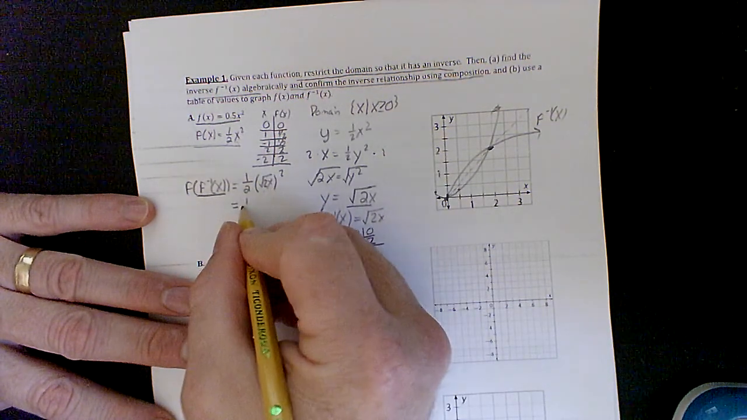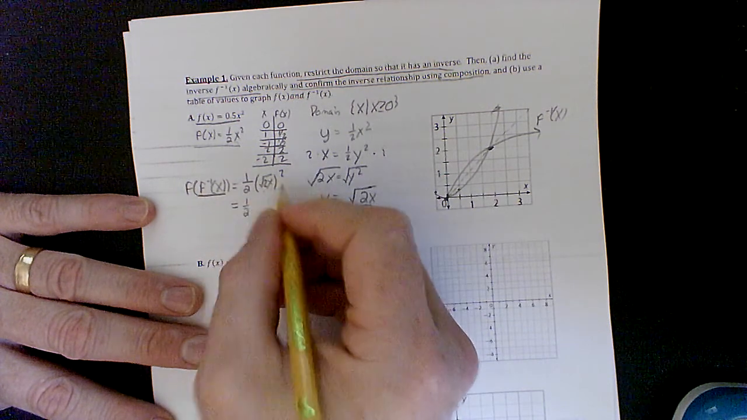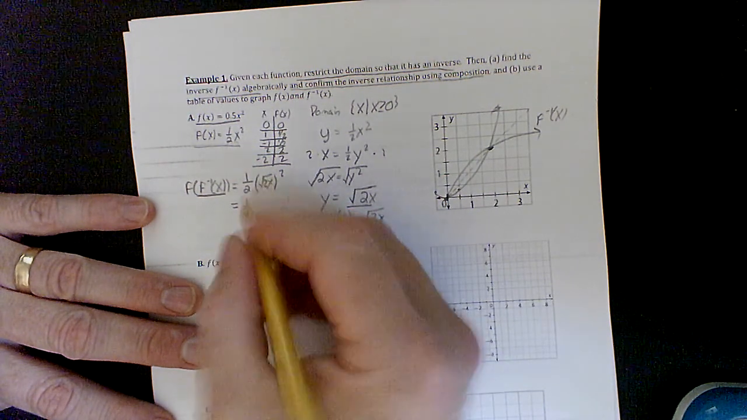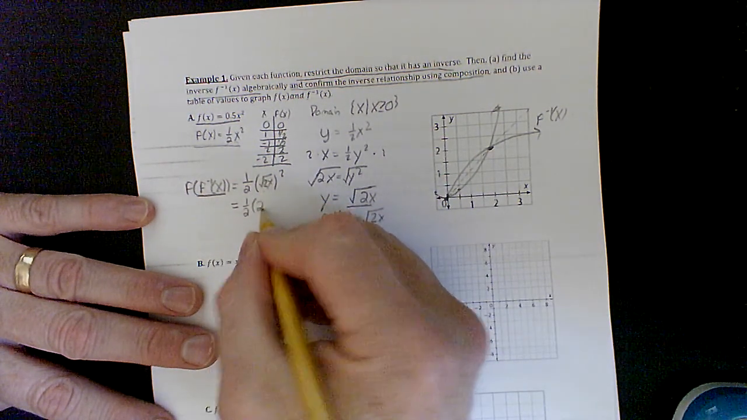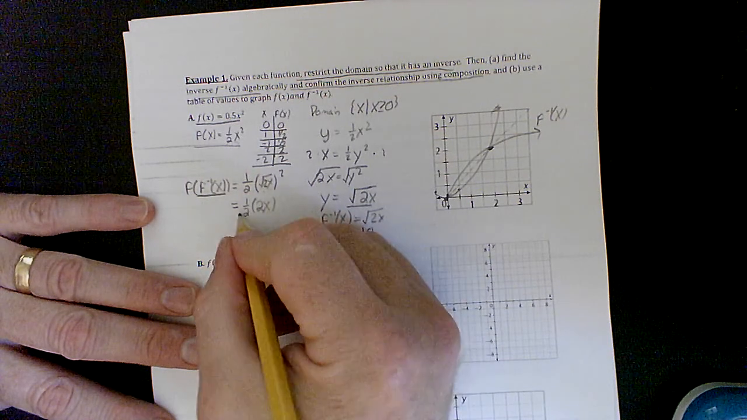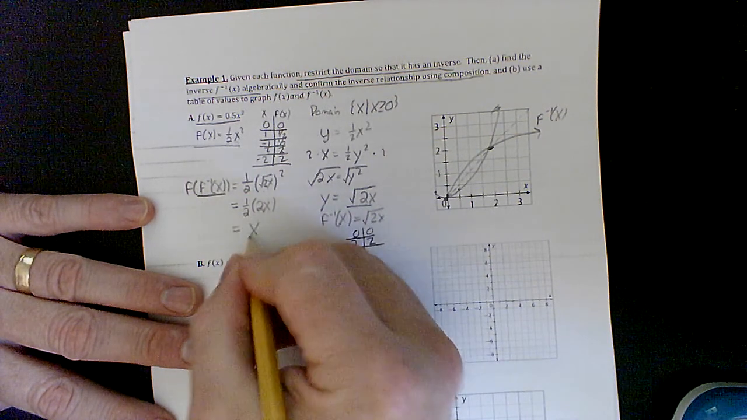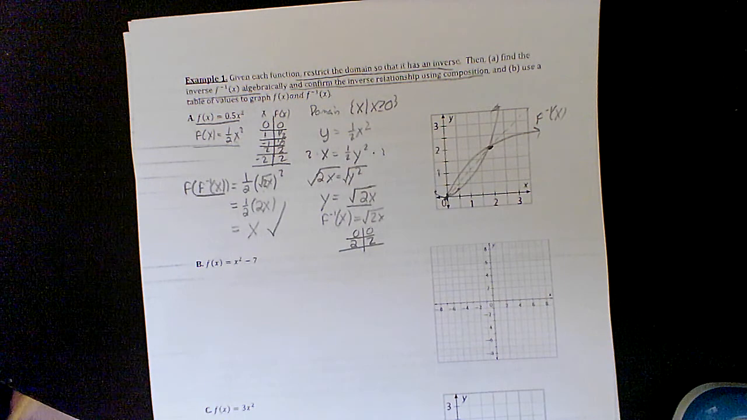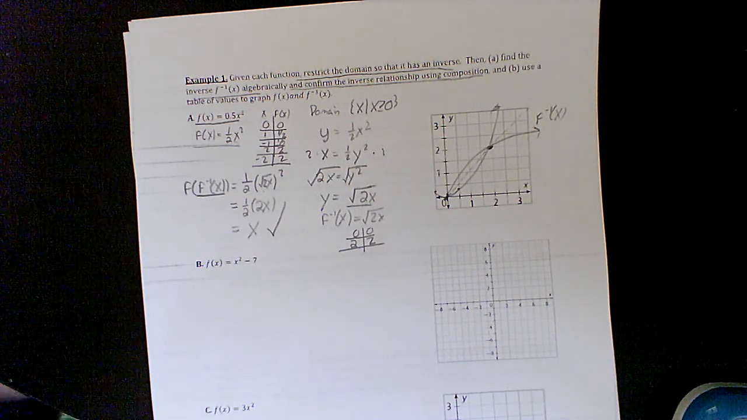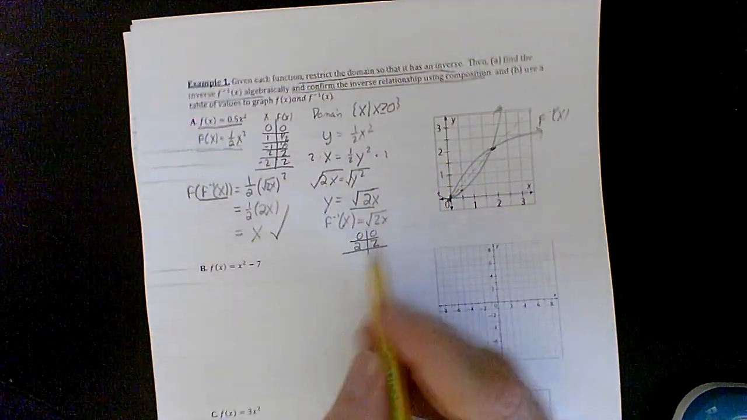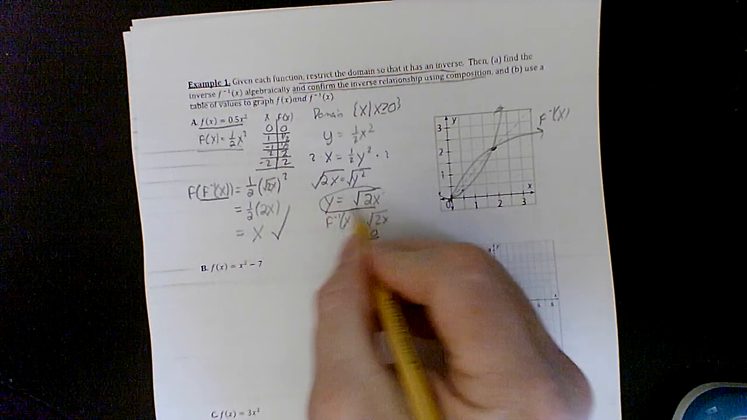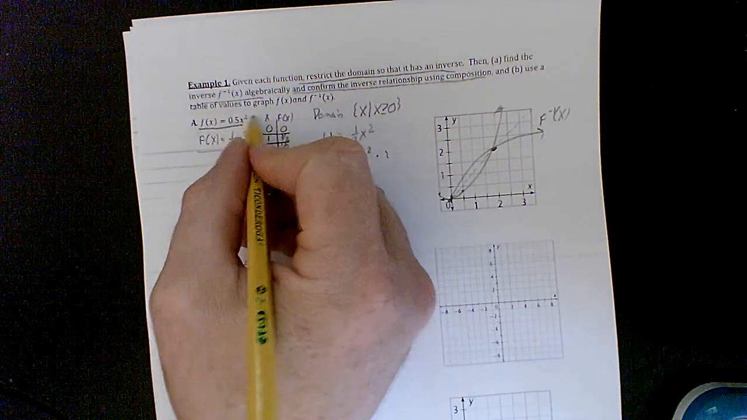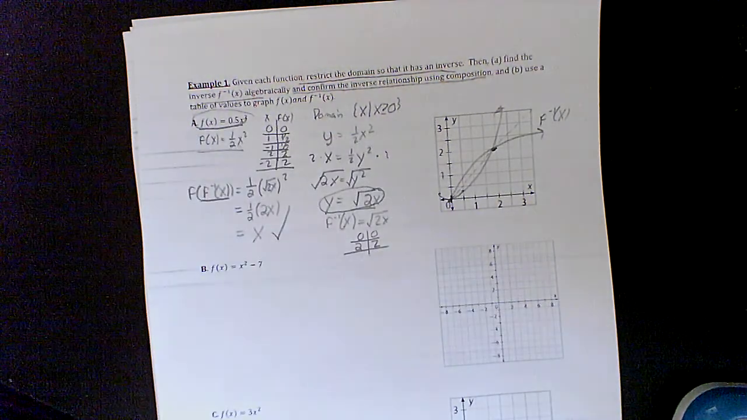So let's do this. So I say 1/2 of the square root of 2x, squared, and squares and square roots cancel each other out. So 1/2 of 2x. And then 1/2 times 2 is just x, and we've checked it. It's an inverse function. So we've done everything we had to do on there. Alright, so notice that a square root function, right here, is in fact the inverse of a squared function. And we're going to keep going.